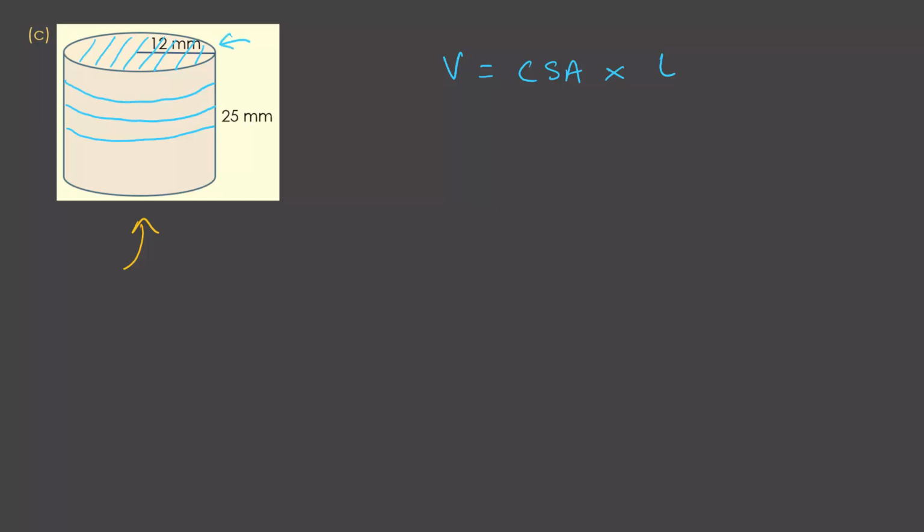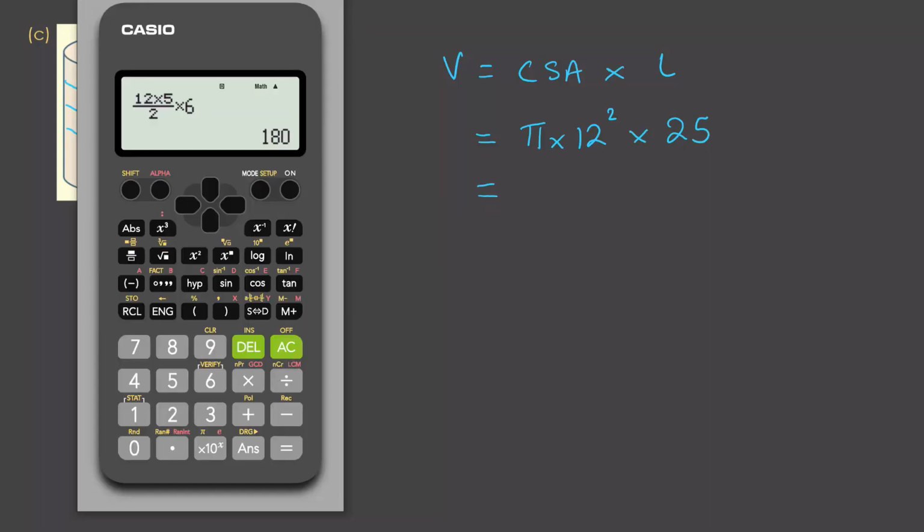Both measurements are in millimeters, so we're going to go for millimeters cubed or cubic millimeters. Now, it's a circle, and remember the area of a circle is pi r squared. Always just be careful that they've given you the radius and not the diameter, but here they have given us the radius. And then the height of the cylinder is 25. And so we just need to calculate that.